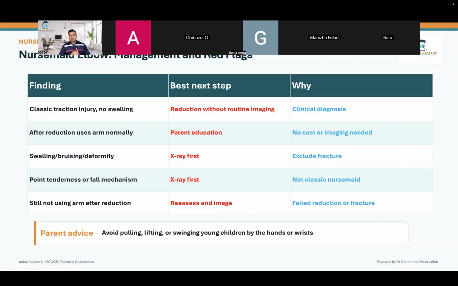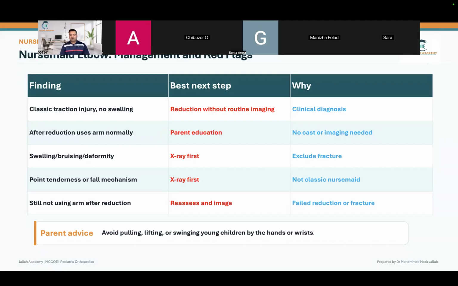Not classic nursemaid. Classic nursemaid has no trauma. I mean, it has trauma by pulling, but not trauma by hitting or crashing into something or falling. Still not using arm after reduction. So let's say you already diagnosed it clinically and you did the reduction and the patient is not improving. I mean, the symptoms are not improving. The patient still has the pain and is not using the arm. So failed reduction or fracture. Now, in that case, you can escalate.